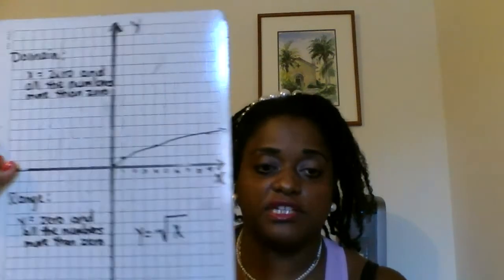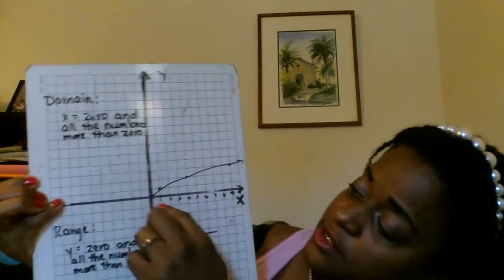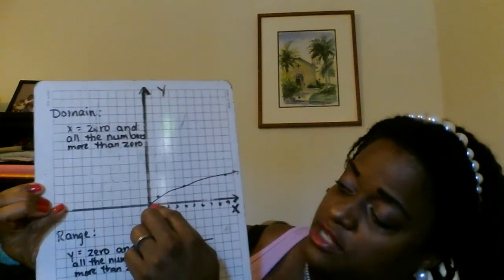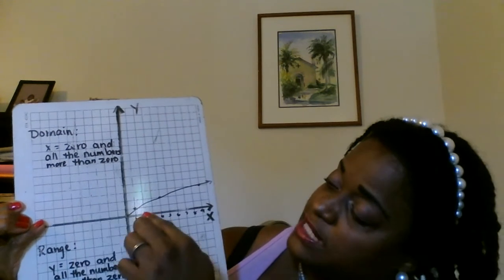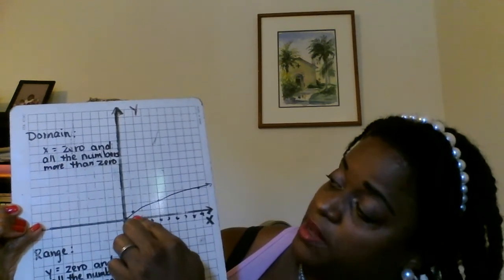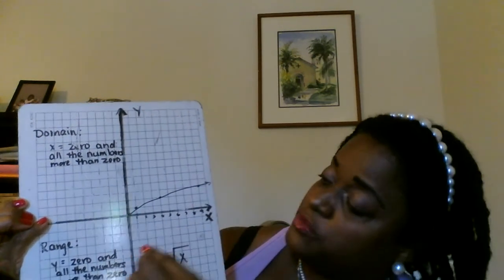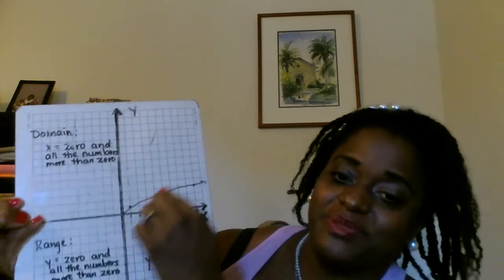All right? And let's compare that to a square root function. A square root function starts at 0 right here, because we don't take the square root of negatives. It starts at 0 and it reaches out to the positive side of x. So your domain is going to be x equals 0 and all the numbers more than 0. And your range also will be 0 and all the numbers more than 0.